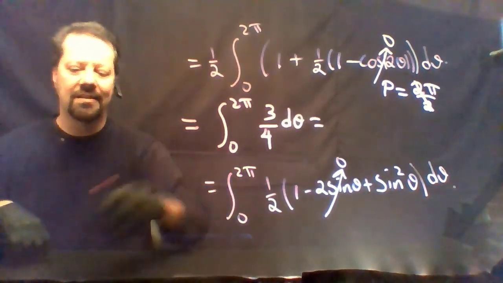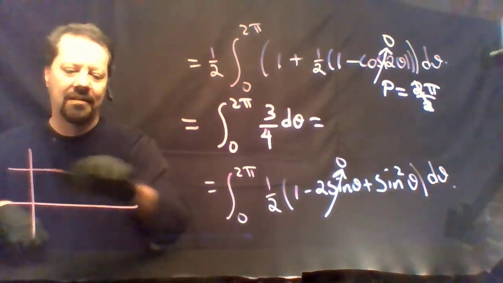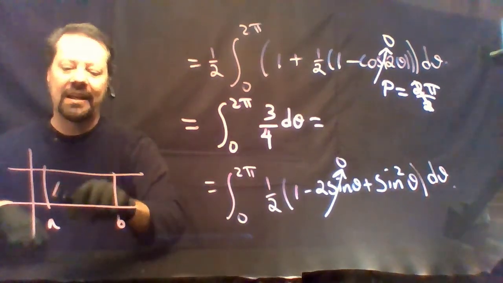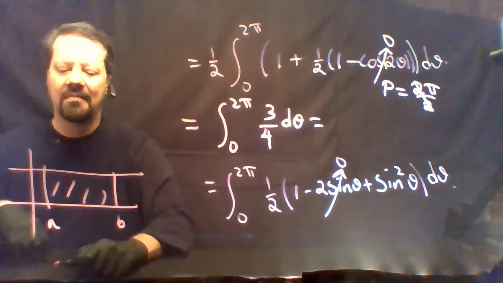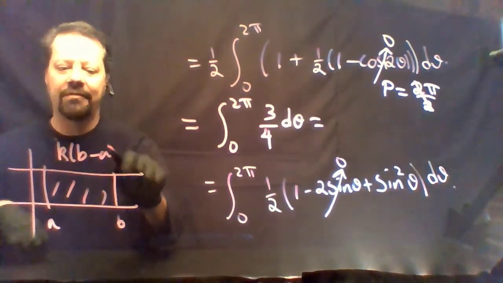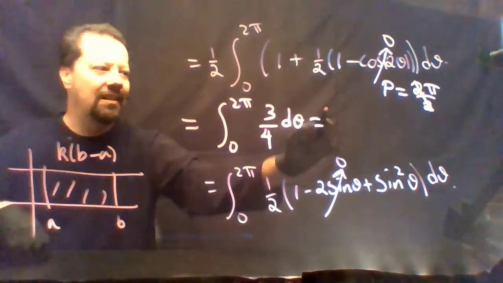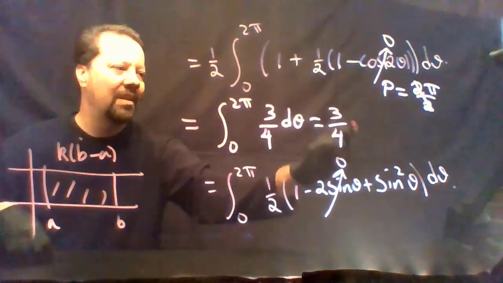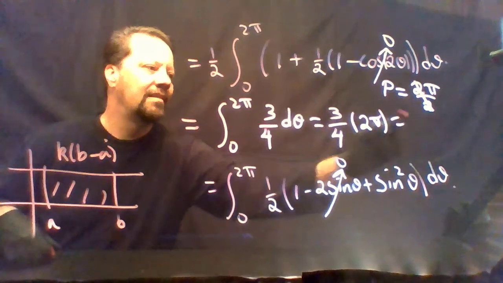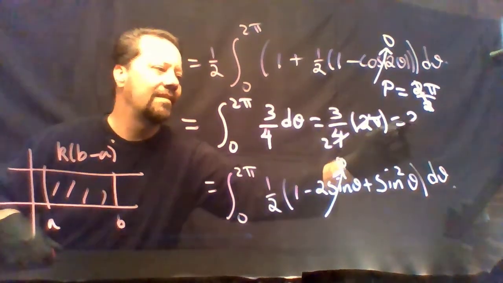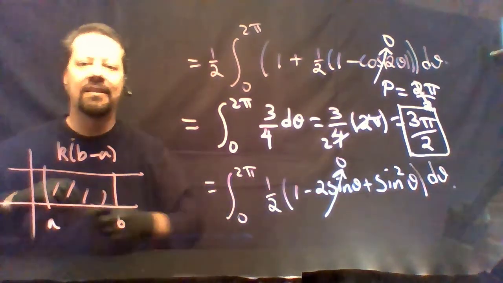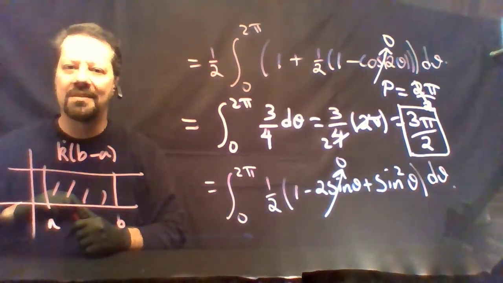When you integrate a constant between a and b, you get the area of a rectangle. The area is going to be k times the length of the interval, b minus a. In this case, we get 3/4 times 2 pi. Cancel first. The area inside of this cardioid is 3 pi over 2 square units.